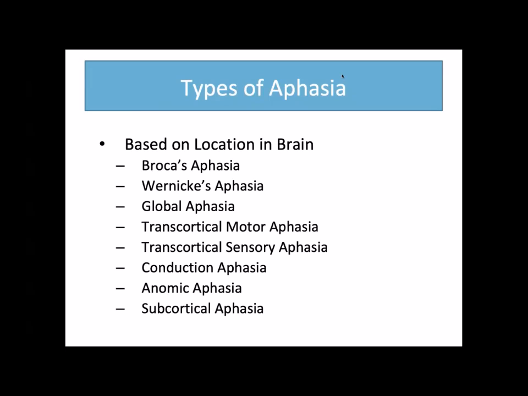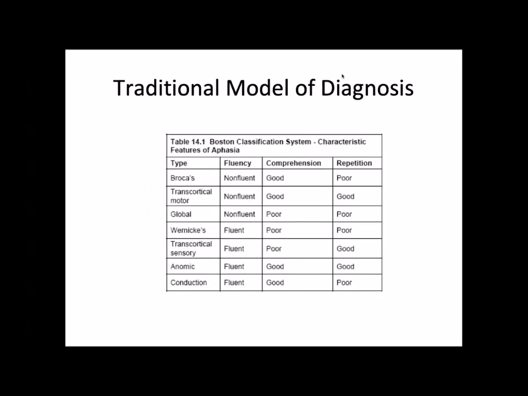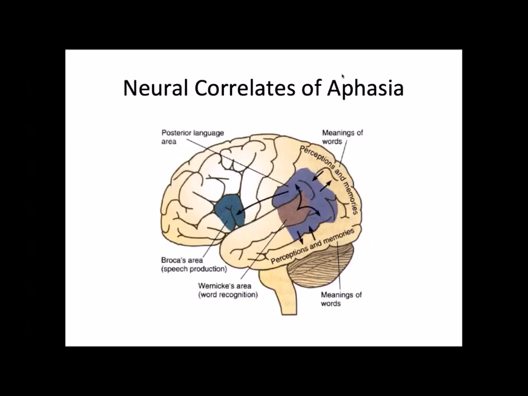There are lots of different types of aphasia that you might hear. Some of the names are based on the location in the brain, like Broca's aphasia, Wernicke's aphasia, global aphasia, and all these others. And the model that speech pathologists use in diagnosing these types of aphasias are based on how fluent someone is, how well they understand, and how well they repeat. And those were originally based on the different areas of the brain. So we have an area of the brain called Broca's area, and damage there was thought to cause Broca's aphasia. Another area of the brain called Wernicke's area would cause Wernicke's aphasia.